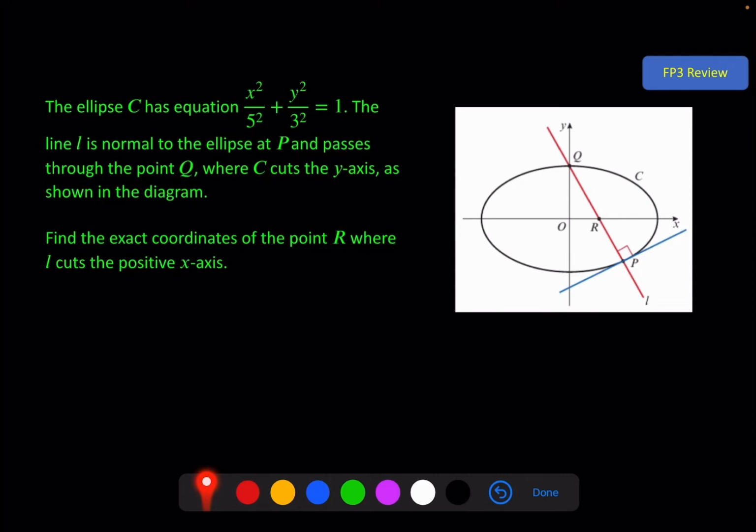On the screen, as usual, is a starter question. Pause the video now if you've got time and give this one a go. To save you a bit of time, here is the formula for the equation of the normal to an ellipse.